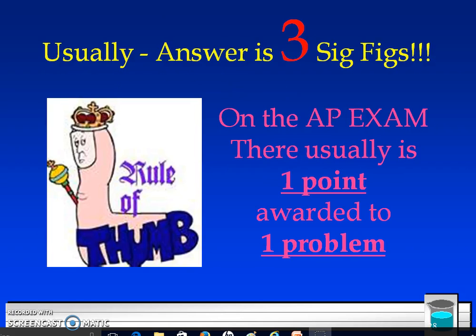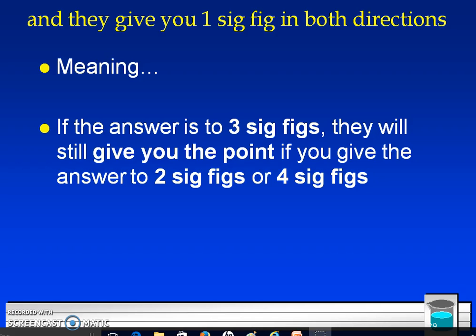I always say the rule of thumb is go to 3 sig figs because on your AP exam, there's usually 1 point awarded to 1 problem, and they always give you 1 sig fig in both directions. So in other words, if the answer was supposed to be to 3 sig figs, they would still give you the point if you only give them 2 sig figs or 4 sig figs. So again, the rule of thumb is 3 sig figs. If you keep it to 3 sig figs, you should be fine.